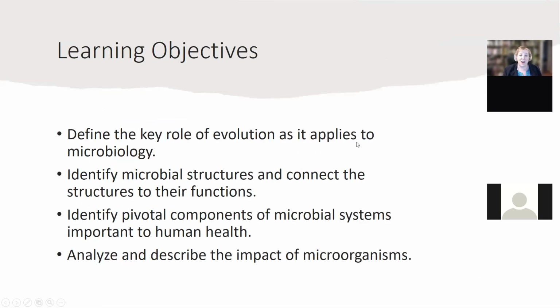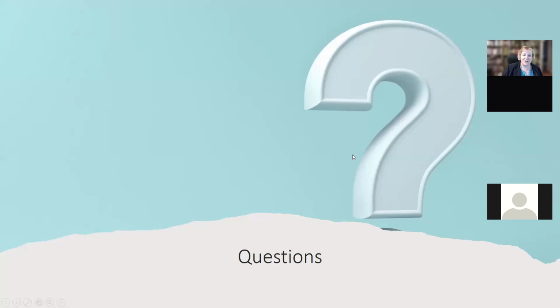All right, so this chapter will help you progress toward meeting the following learning objectives: being able to define the key role of evolution as it applies to microbiology, identify microbial structures and connect the structures to their functions, identify pivotal components of microbial systems important to human health, and analyze and describe the impact of microorganisms. All right, any questions? Okay, if you have questions later on, let me know. I'm happy to answer them.